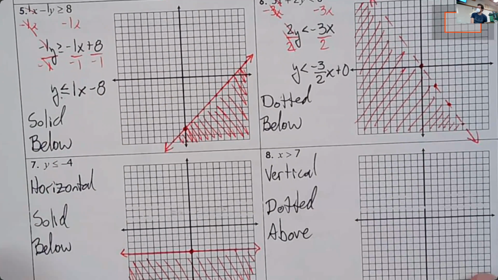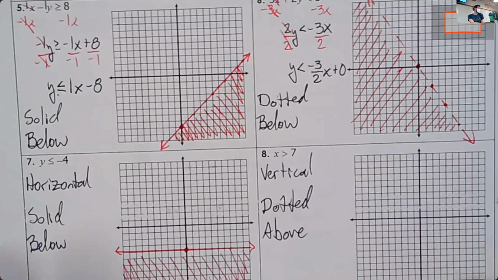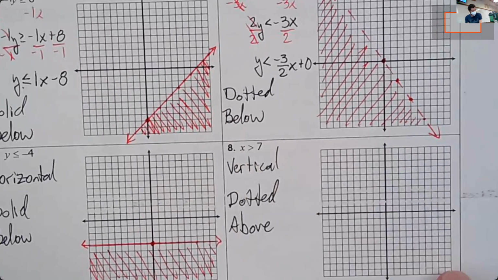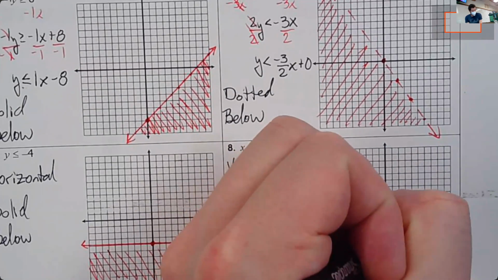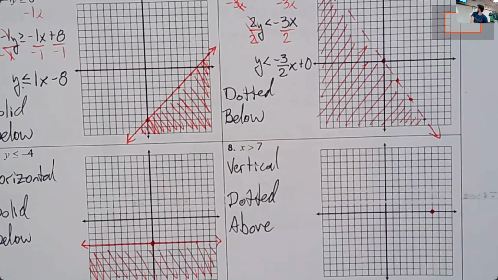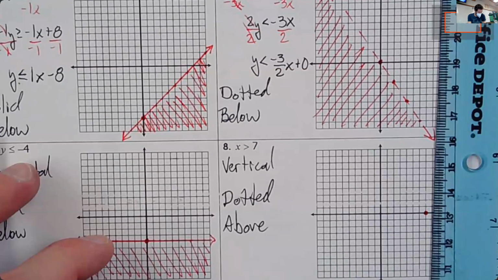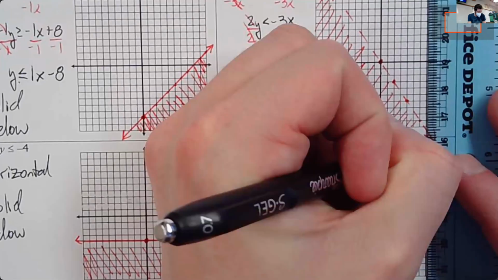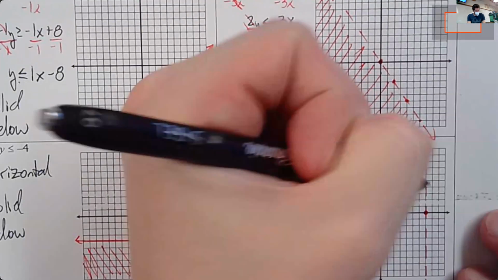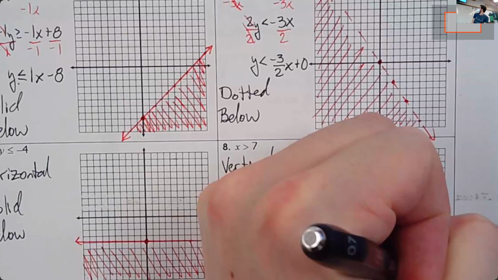We're going to go to the x value of 7 this time because it says x is greater than 7. So if we go over 7 on the x-axis, 1, 2, 3, 4, 5, 6, 7, we put our dot right there. And then we're going to draw a vertical dotted line straight through that. There is our dotted line.